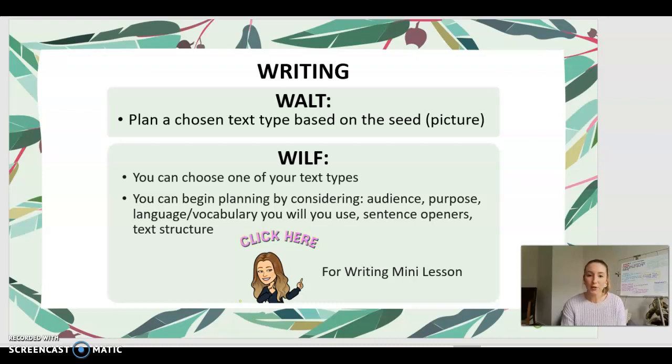So you're going to use your brainstorm of all the different text types and you're going to choose one that you want to then write about and create a draft for. So you need to look at that brainstorm and choose one that you're really looking forward to writing about. We're going to be focusing on our audience, the purpose of our text, the language and vocab that we're going to use, some sentence openers, and what the structure of your text type is.